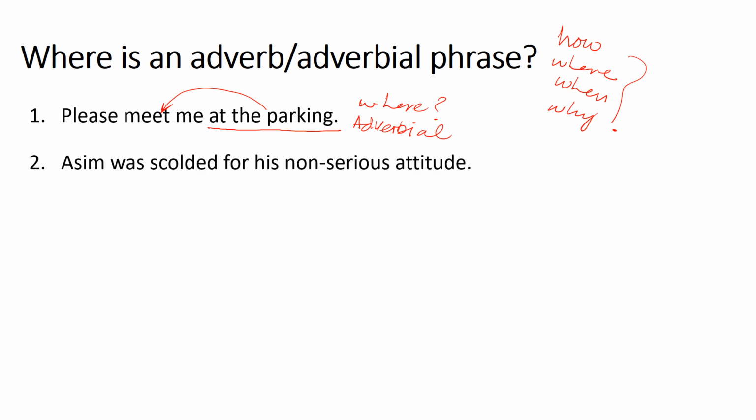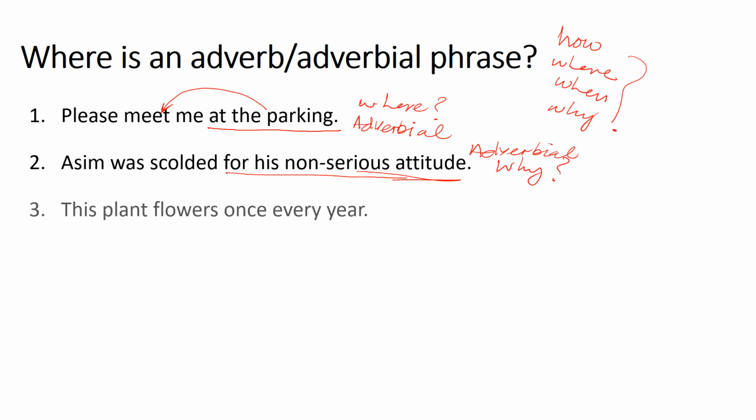Sentence number two. Pardon me. Asim was scolded for his non-serious attitude. So why was he scolded? Why was he scolded, right? For his non-serious attitude. So for his non-serious attitude is again an adverbial phrase.